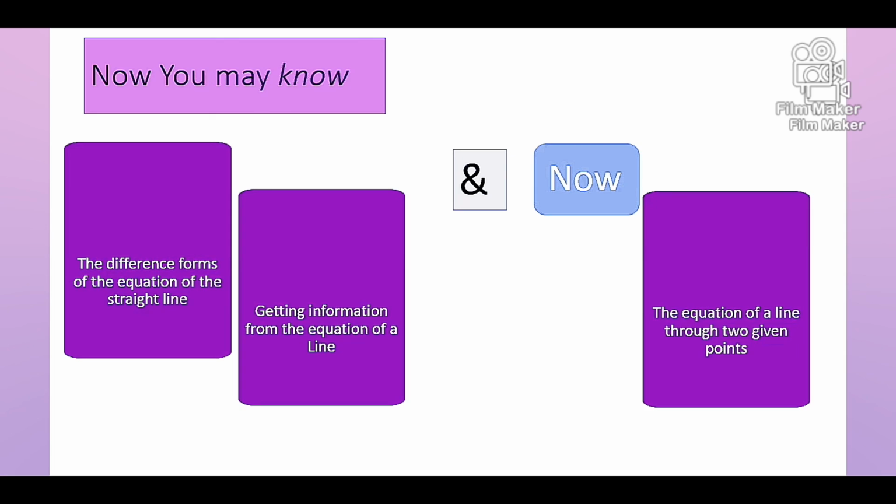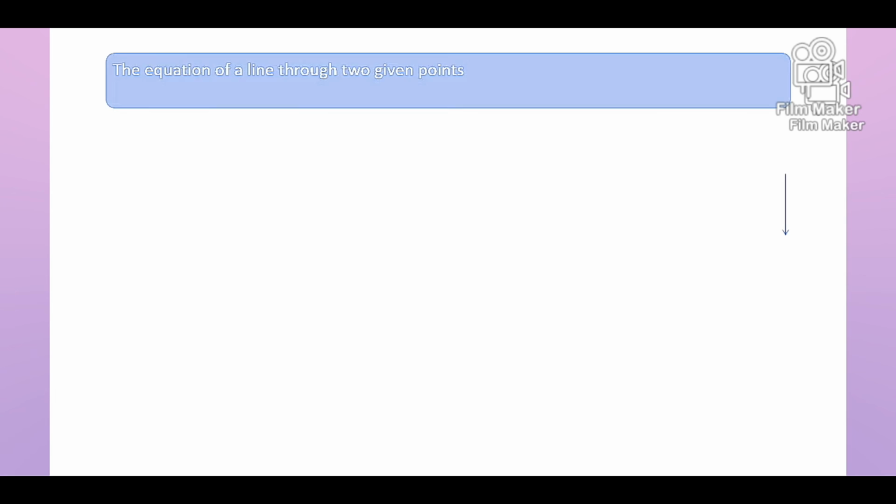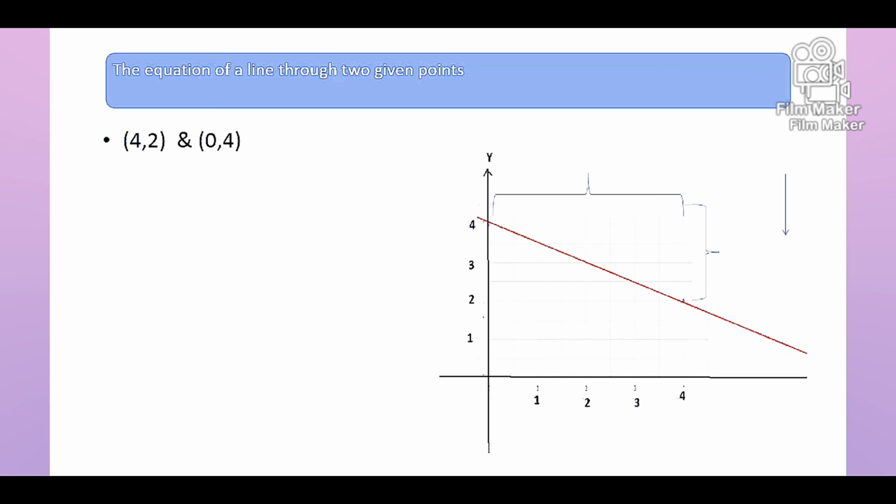How do we find that? Now we were given two points, that means 4, 2 and 0, 4. These are the two given points. Now we are going to write an equation through this. Alright, with these given points we're going to plot them on a graph. After plotting on a graph, as you learned so far, you will get a straight line like this, sloping down.